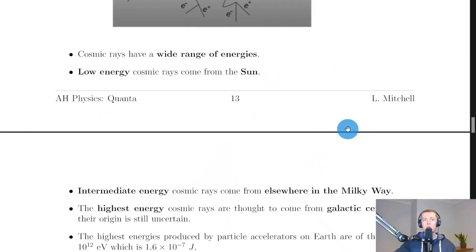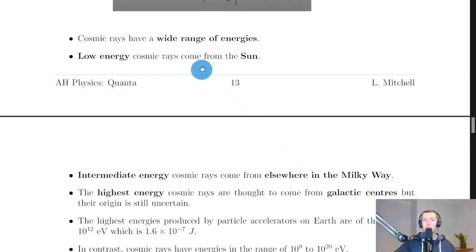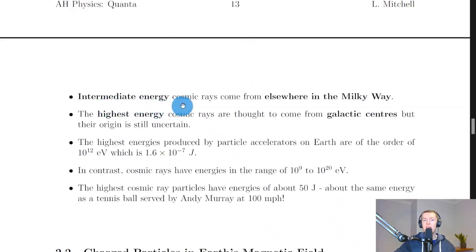Going back to the notes now, on the topic of energy, cosmic rays have a wide range of energies. Low energy cosmic rays are thought to come from the Sun, intermediate energy cosmic rays come from elsewhere in the Milky Way, but the highest energy cosmic rays are thought to come from galactic centres, but their origin is still uncertain. That just means the cores of galaxies, the centres of galaxies.